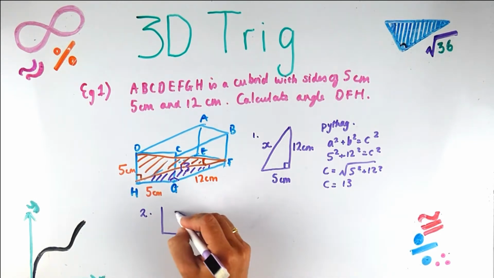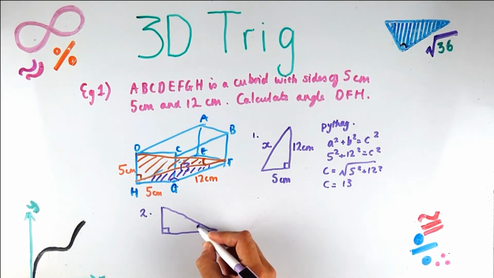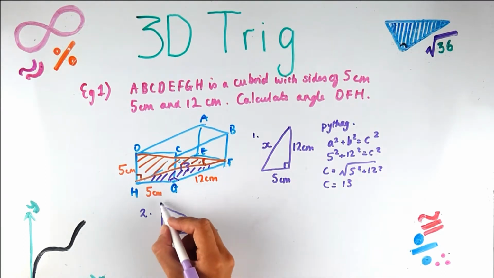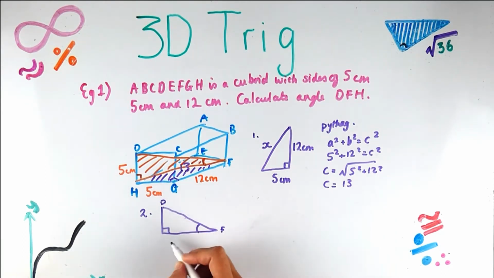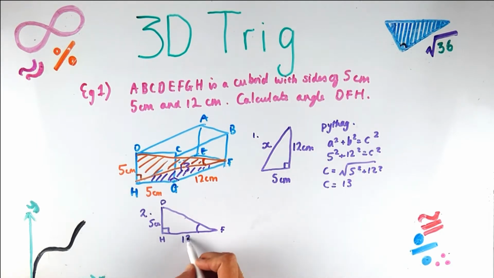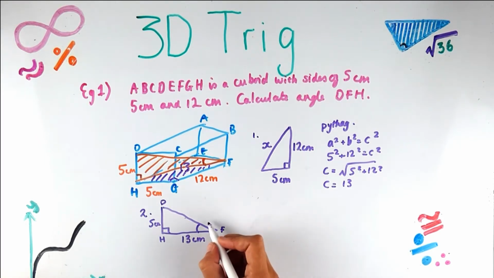We're now looking at this right angled triangle here, which is D, F and H. Okay, so we've got 5 centimetres here. This length we've just worked out is 13 centimetres, and we're looking for this angle. I'll call that angle Y.